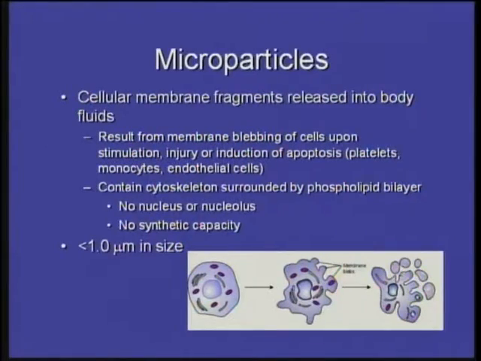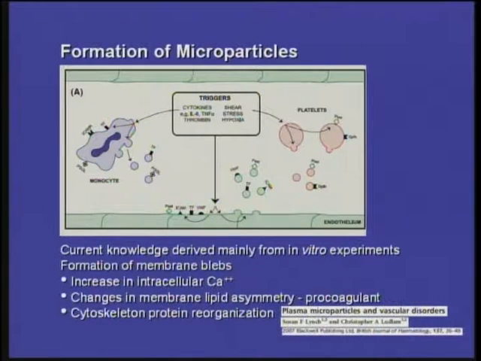So there are pieces. They result from membrane blebbing of cells upon stimulation, injury, or induction of apoptosis. Essentially, they're a little piece of the cell that contains the cytoskeleton of the cell and the phospholipid bilayer. And typically, on a fair number of these, the phospholipid bilayer will be flipped so that the normal anionic phospholipids that are on the inside are now on the outside. And they're small. They're less than a micron. That's going to be the problem.